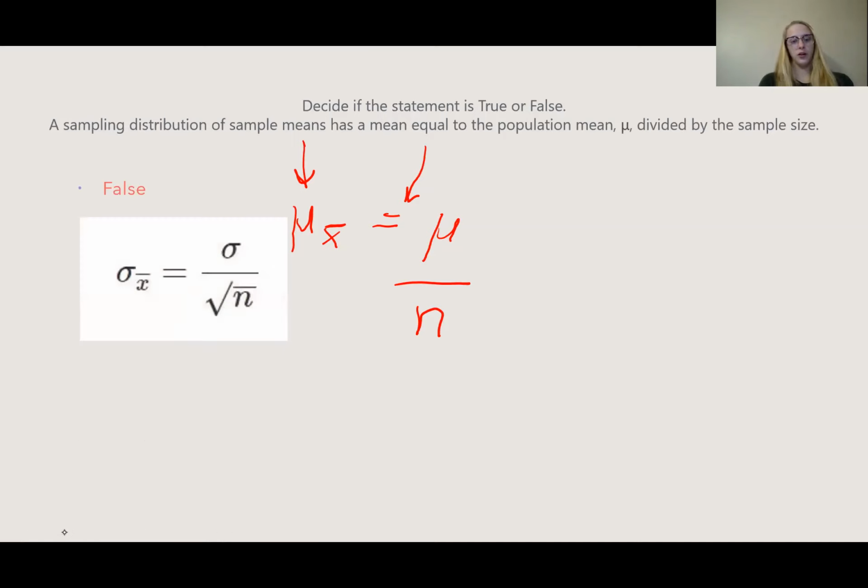We only use the standard deviation to divide the standard deviation of the population by the square root of the sample size.